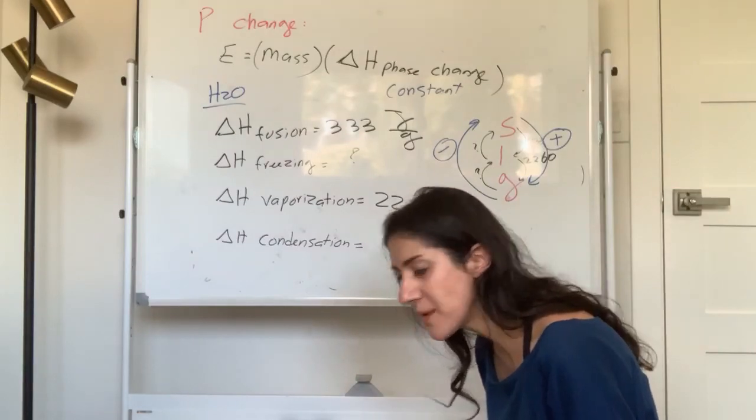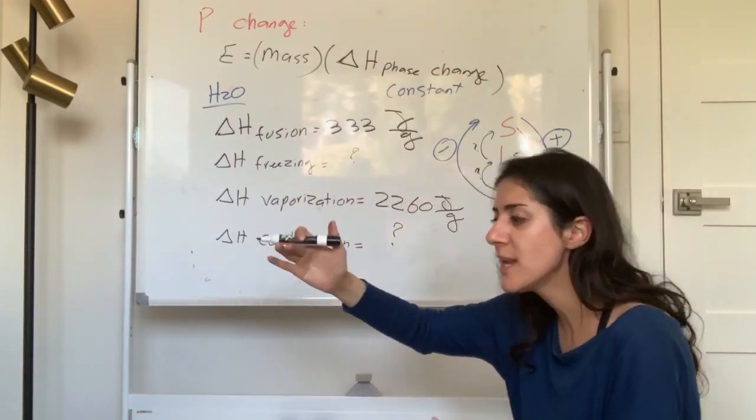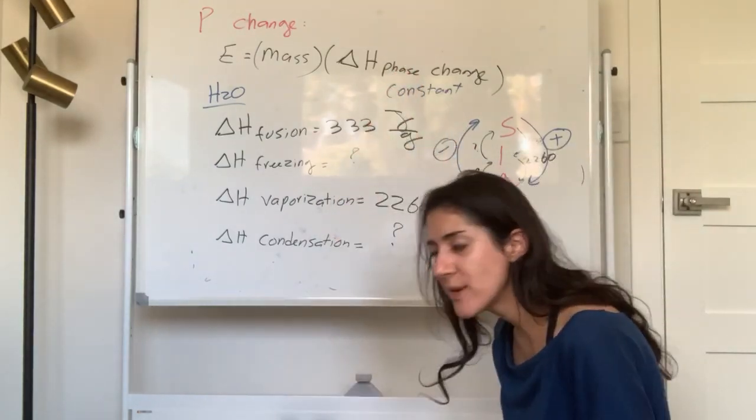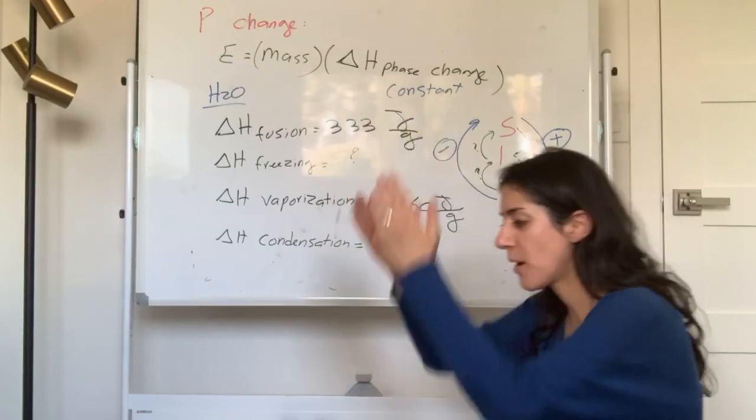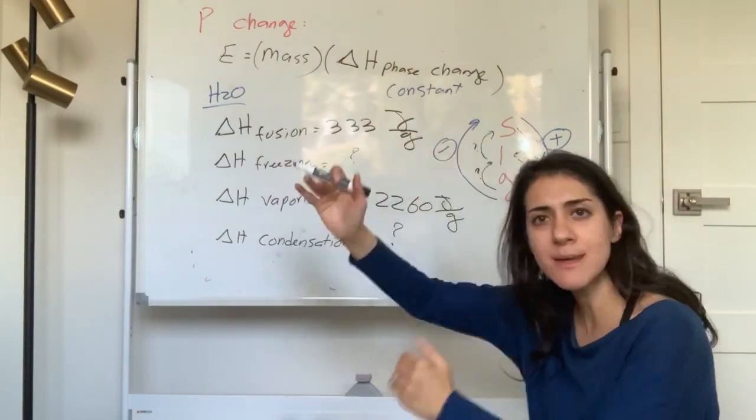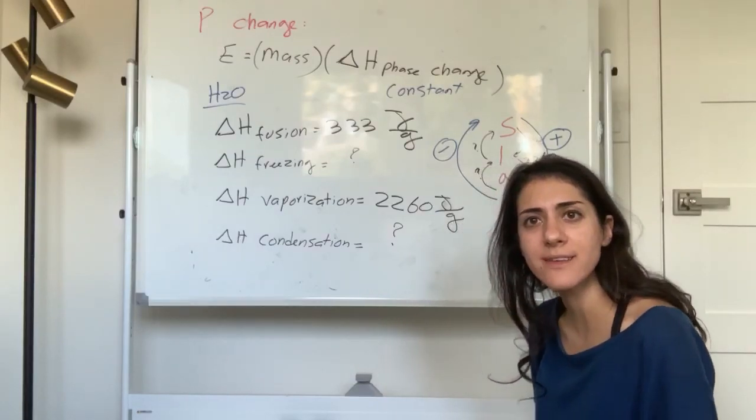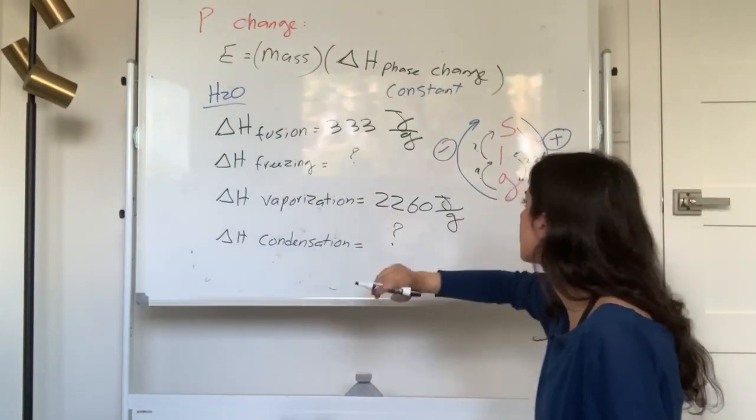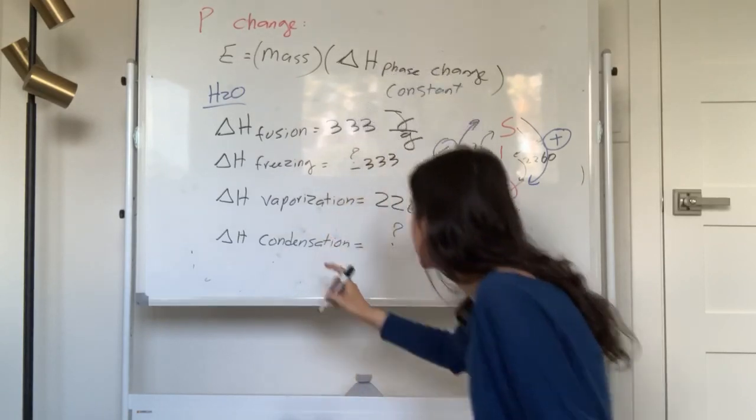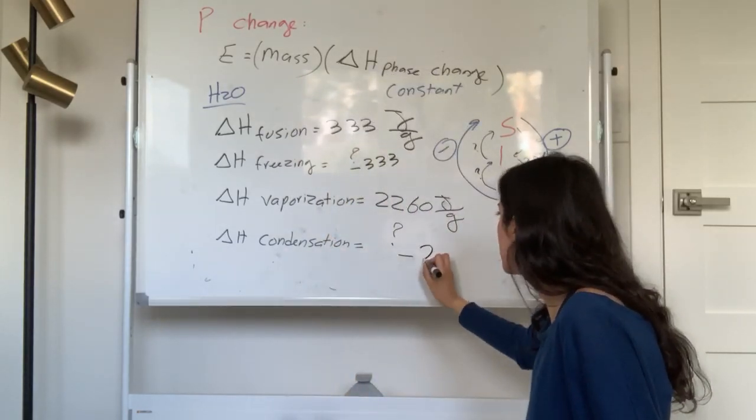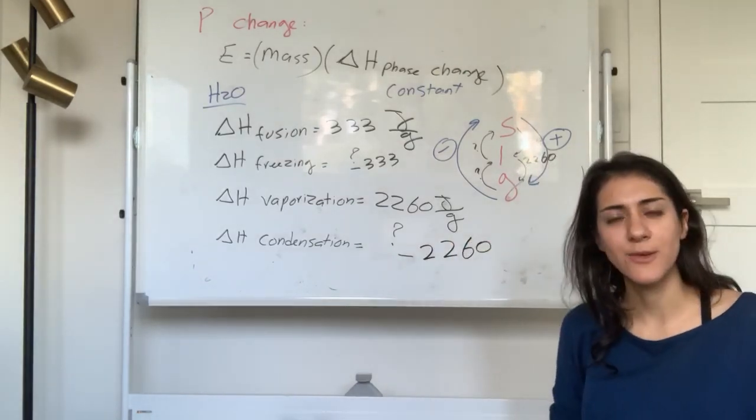When I'm coming down, it's the same distance. So it's the same amount of energy, except when I'm coming down, now I'm releasing that energy. So you go up, you come down, same distance, same amount of energy, just up is endo and coming down is exo. So what would be this number for freezing? Negative 333. Condensation, negative 2,260.